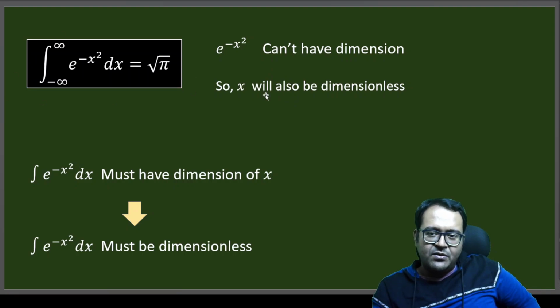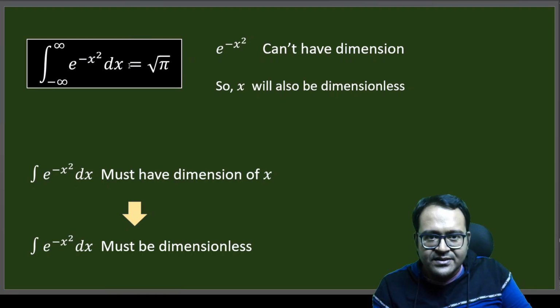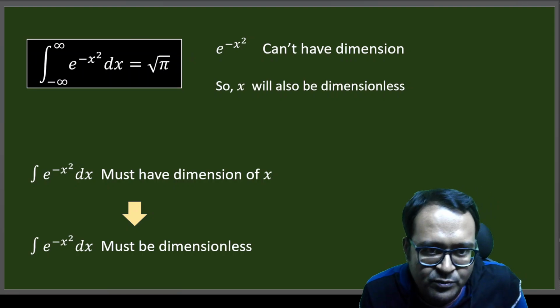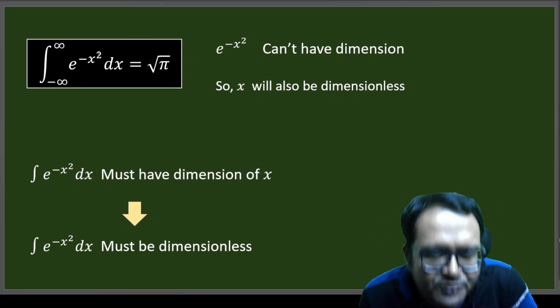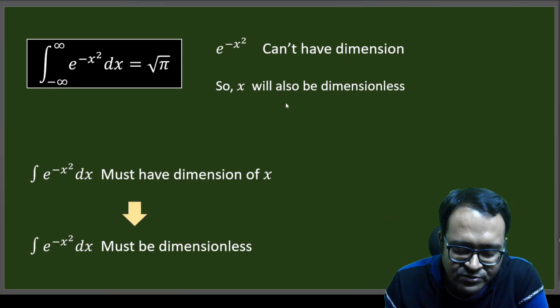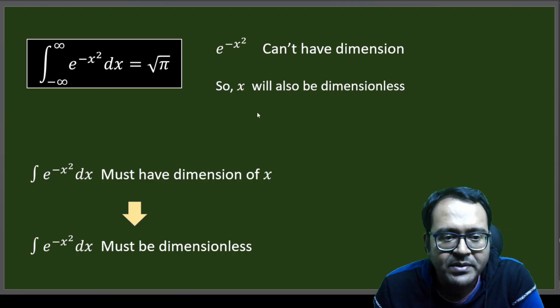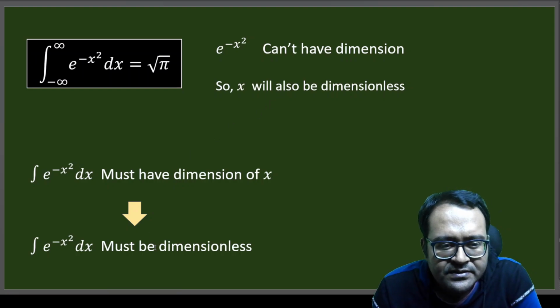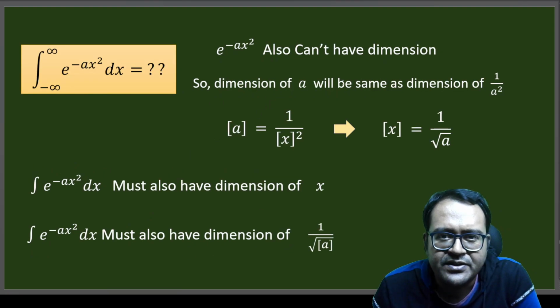x should also not have any dimension in this problem. e to the power minus x square has no dimension, and dx, if it had dimension, the right hand side should have dimension of x, but the right hand side is dimensionless, so x is dimensionless from this argument also. In another way, x square does not have any dimension, so x will also not have any dimension. Not a problem. So this is not an issue.